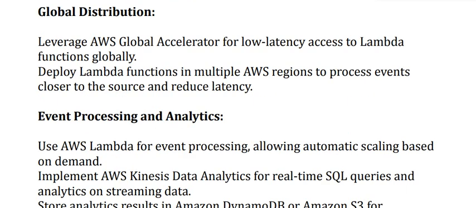Global distribution. Leverage AWS Global Accelerator for low latency access to Lambda functions globally. Deploy Lambda functions in multiple AWS regions to process events closer to the source and reduce latency.